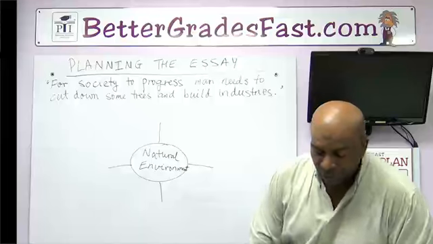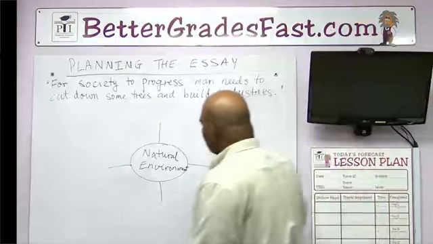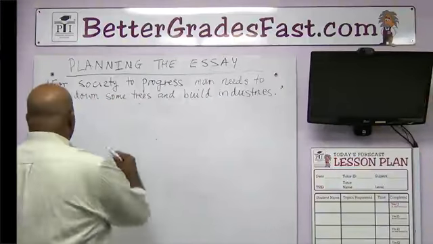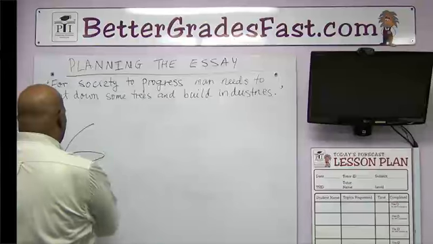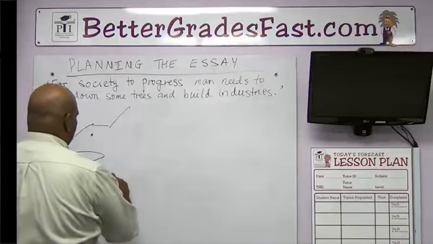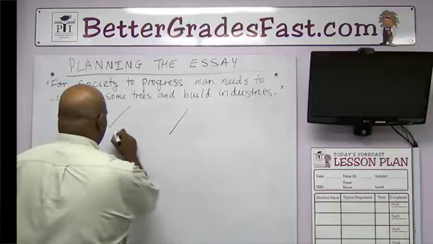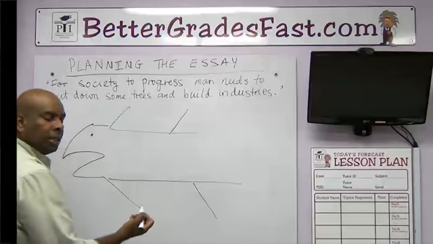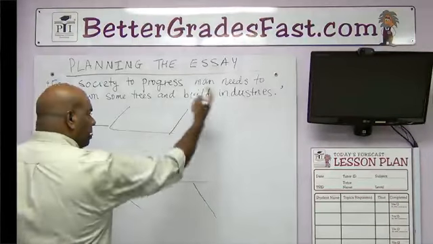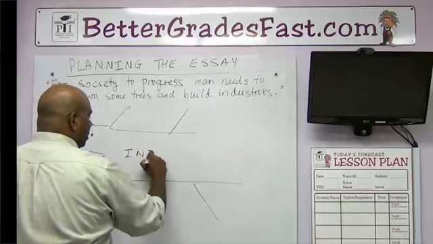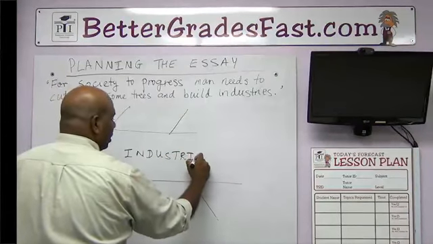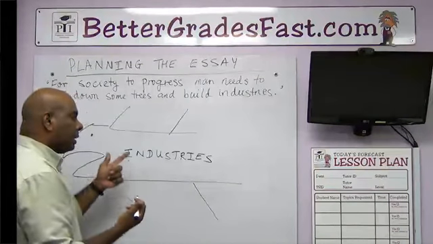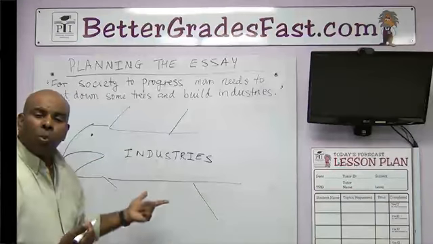Similarly, another way to plan your essay is using a fishbone diagram. A fishbone diagram, same principle. Rather than look like a spider, it looks like a fish. And as you know, a fish has a head, eyes, and of course, fins and so on. So, in our fishbone diagram, we can take a look at what our topic is. Are we going to argue for industries? In which case, we have industries there.